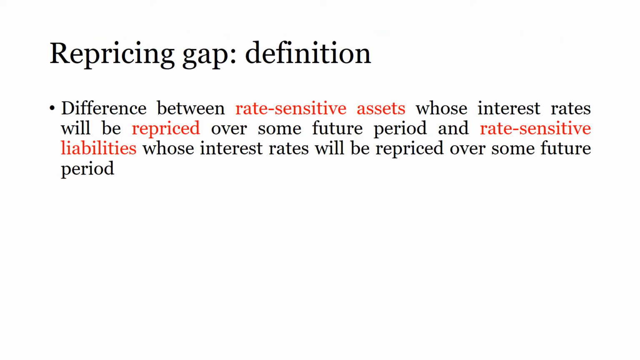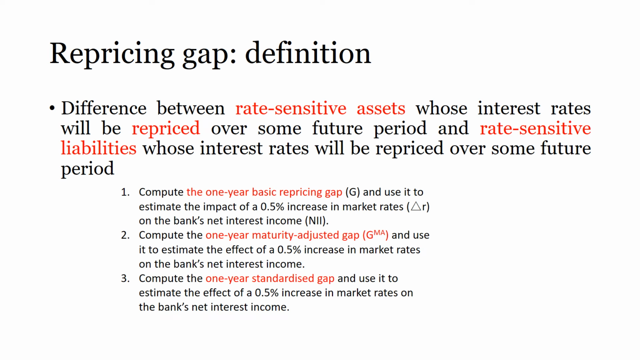Okay, now the difference between rate sensitive assets, whose interest rate will be repriced over some future period, and rate sensitive liabilities. So this is the complete definition, if you want, because what we're interested in is to see what happens to your net interest income when you reprice your assets, in the sense that if the maturity of the asset arrives, then you can refinance it at a lower or a higher interest rate. This is what matters. It's the issue of repricing. And that's what you see in the questions.